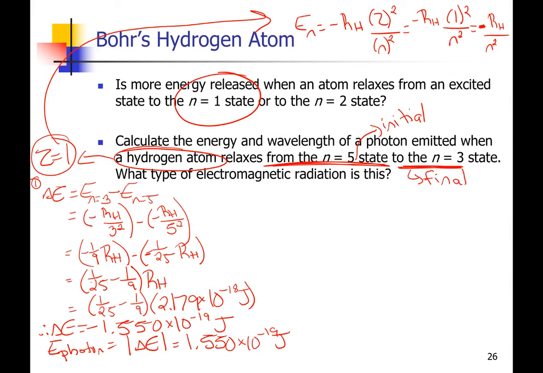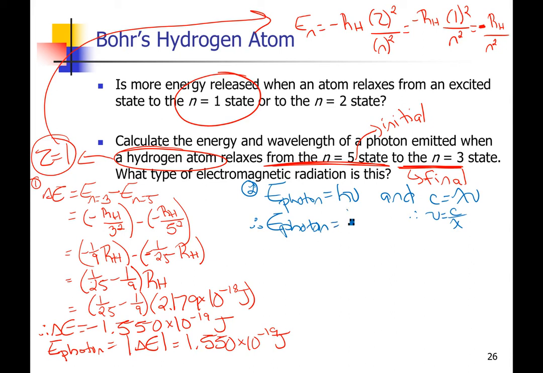Now we have to calculate the wavelength of the photon. We can do that using the equations that we've seen for light. We know that Planck's constant times the frequency is equal to the energy of a photon. And we know that if we're talking about light, then the speed of light is equal to the wavelength times the frequency. And therefore, the frequency is equal to the speed of light divided by the wavelength. And therefore, the energy of the photon is equal to hc over lambda, which means that the wavelength is equal to Planck's constant times the speed of light divided by the energy of that photon.